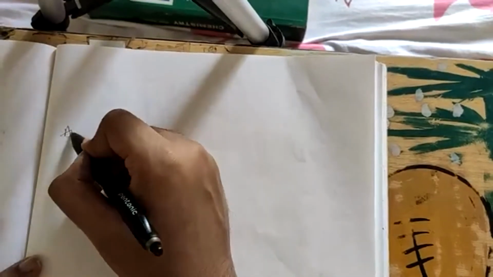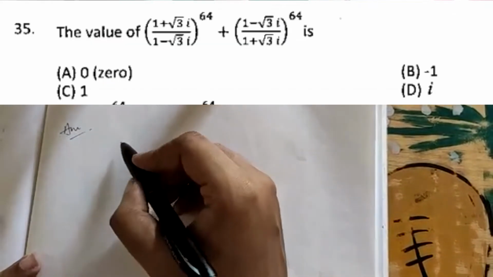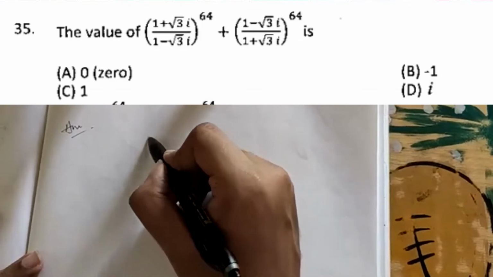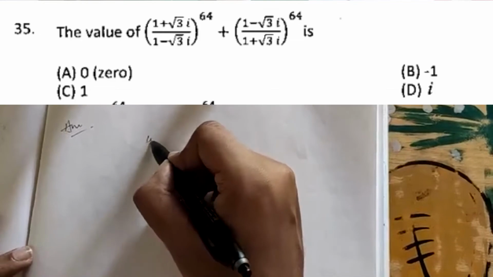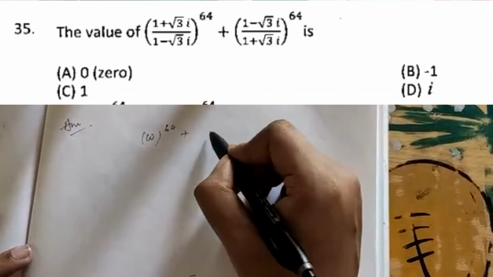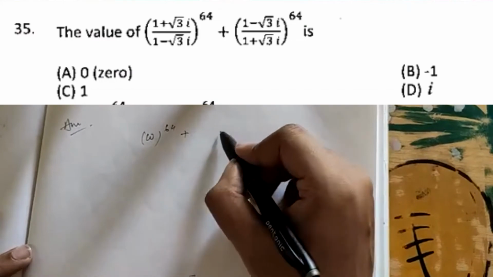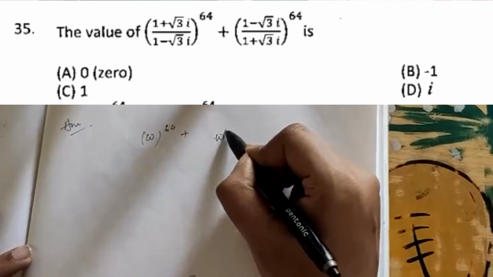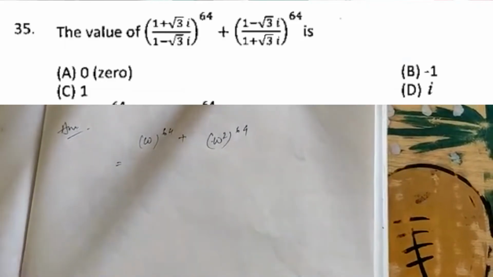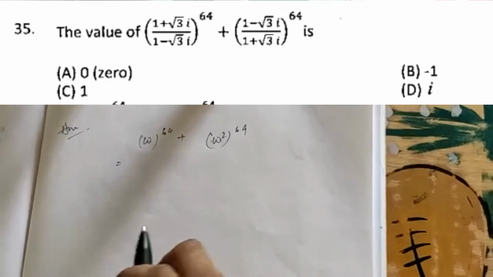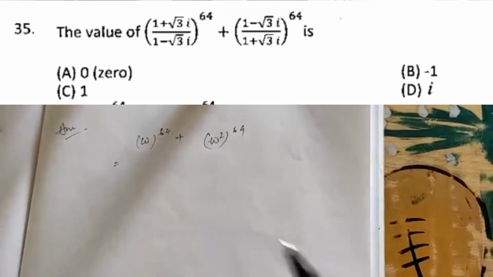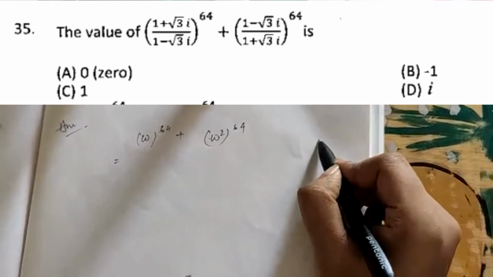Okay, so in question number 35, it's been given that the first term is omega to the power 64, and the second one is omega square to the power 64. If you simplify by practice, lots of practice of complex number questions, you will get to know that if you rationalize them, then these two terms will come in terms of omega, that is, the cube root of unity.